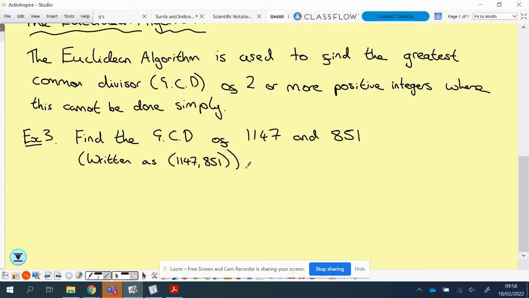Okay. So if you've seen that written there in brackets, it means we're finding the greatest common divisor between those two numbers there. Okay, so let's have a wee go at that just now, okay?